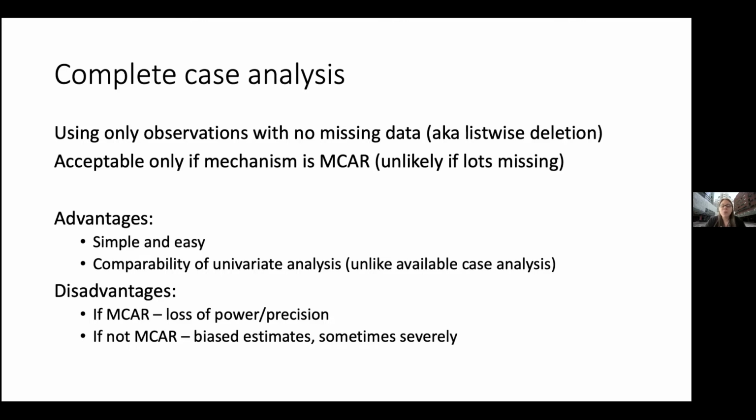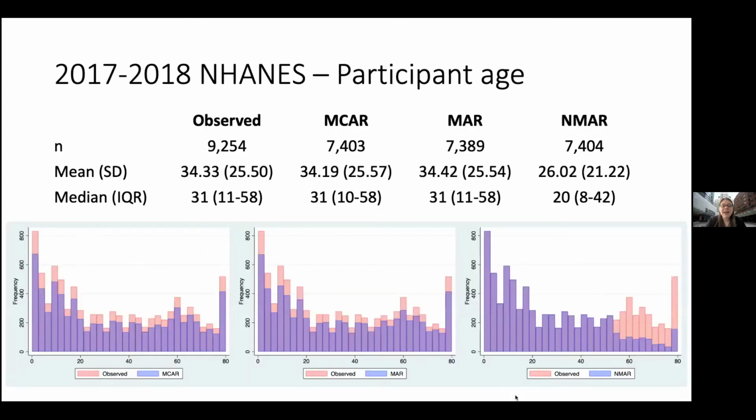Disadvantages: if we do have data that are MCAR, the biggest disadvantage is the fact that we're losing the sample, we're decreasing our sample, losing power and precision. If the data are not MCAR, we can end up with sometimes very severely biased estimates. And we can see that again with the not missing at random data set over there. If we had just continued on with our analysis as complete case analysis, we would probably have a little bit of a problem.